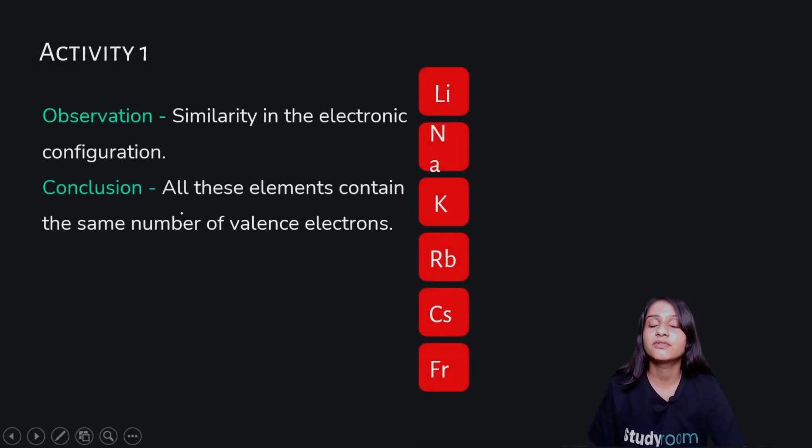So suppose, let's do activity 1. This is the observation here. This is lithium, sodium, potassium, rubidium, cesium, and francium. So what do you understand by it? There is a similarity in the electronic configuration because all of these elements have one single electron in their outermost shell. So all these elements contain the same number of valence electrons.